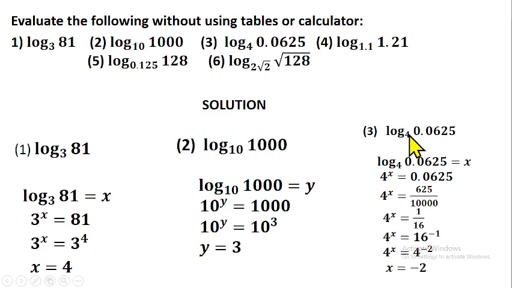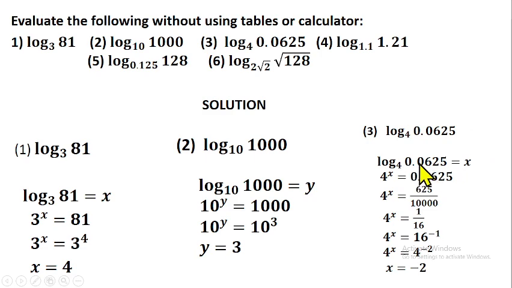How many times can we raise 4 to get 0.0625? Humanly, you would think that this is not possible, but I must tell you it is possible. You can raise 4 minus 2 times. That is, 4 raised to the power minus 2 will give us 0.0625. But since we don't know the answer, we can call the answer x.